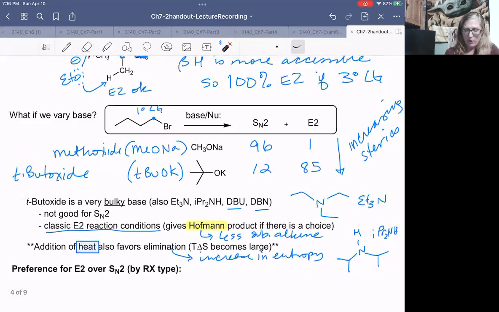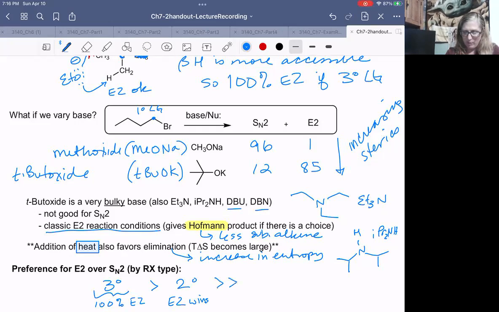Okay, so just to summarize, our preference for E2 over SN2 by the alkyl halide type. The one that prefers E2 the most is a tertiary alkyl halide. This is going to be exclusively E2, about 100% E2. And when we go to a secondary leaving group, E2 is favored, E2 wins.